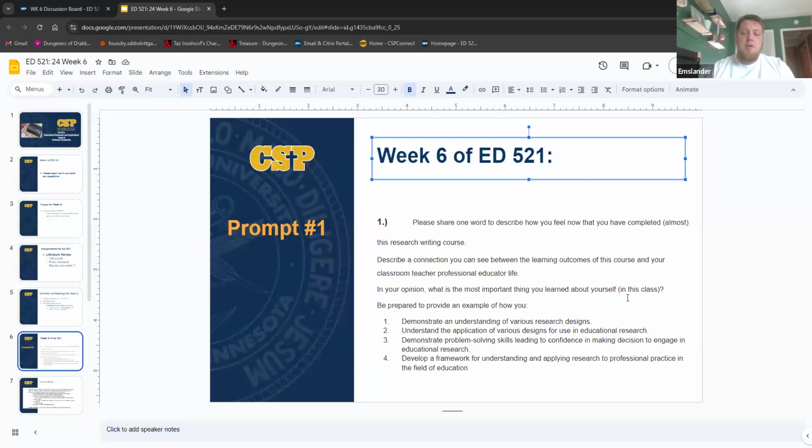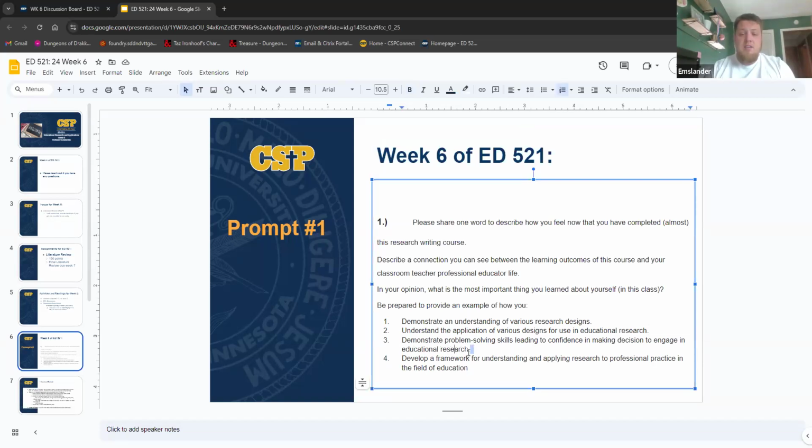Please be prepared to provide an example of how you demonstrate an understanding of various research designs, understand the application of various designs for use in educational research, demonstrate problem-solving skills leading to confidence in making decisions to engage in educational research, and develop a framework for understanding and applying research to professional practice in the field of education. I would say, based on what I've read from you guys, number 3, this confidence part, is what most of you are building the most of.